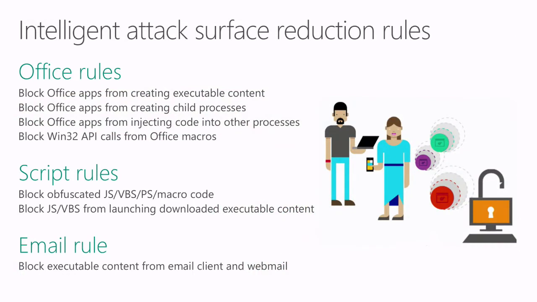So you see, block Office apps from creating executable content. And what you can see here is our initial set of 7 rules that we shipped with the Fall Creators Update. We're constantly looking to add more rules. We're constantly looking to even tweak these existing rules, which we can do. But what you see here is really that we're trying to block things on the basis of behavior patterns, which is a little more robust than just blocking specific modules from being loaded by specific processes.